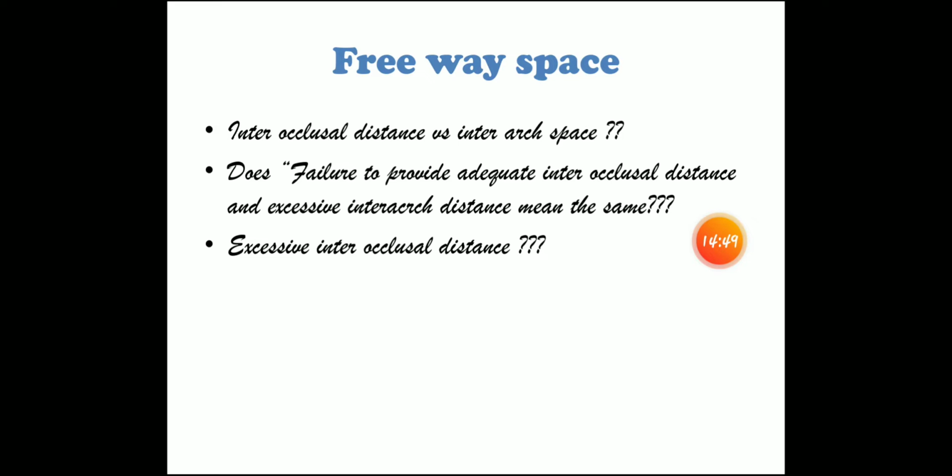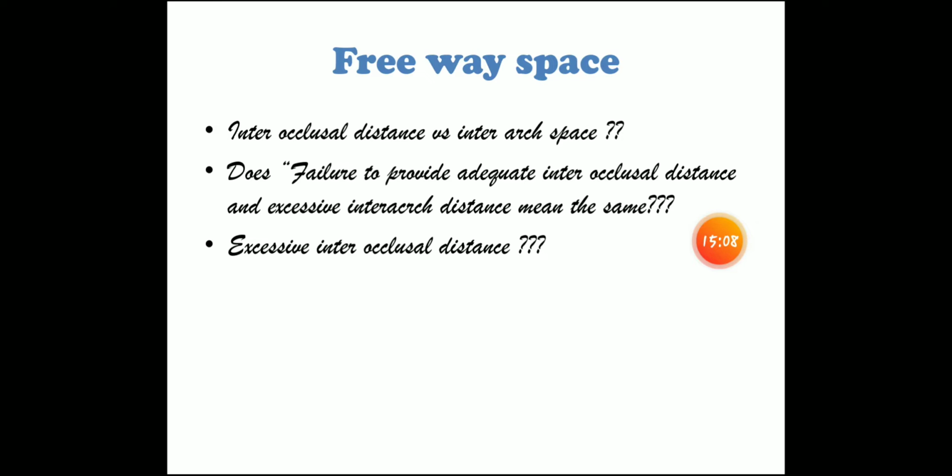Interocclusal distance is related to the freeway space. Interarch is something related to the vertical dimension. So here, failure to provide, that is inadequate interocclusal distance, means you are encroaching on the freeway space and you are increasing the vertical height. That's it. Okay, next, coming to the next point, which is an excessive interocclusal distance.